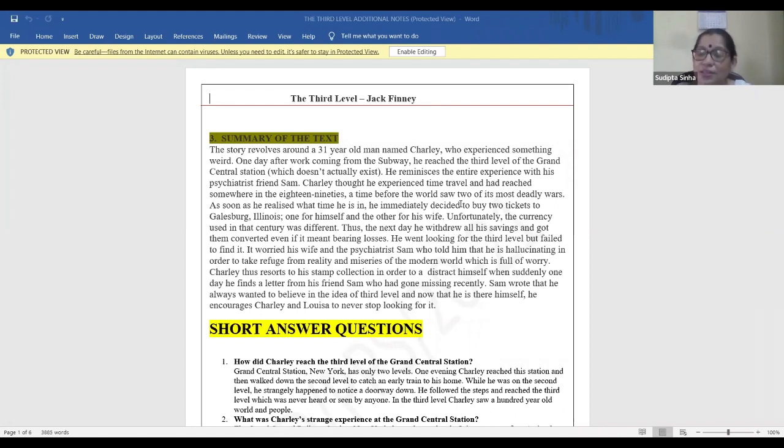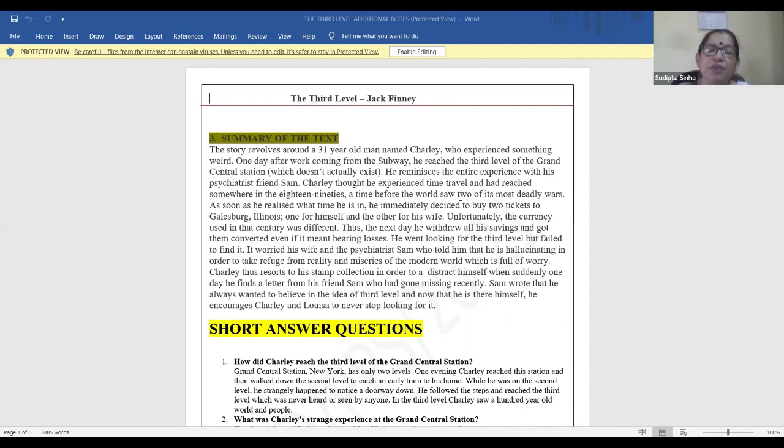Because it is expensive to get, sometimes, old artifacts. And then he justifies it also very nicely. He says the cost of living in 1800 will be very less. So with 200 itself, I can manage everything. So nothing to worry. He went looking for the third level, but failed to find it.